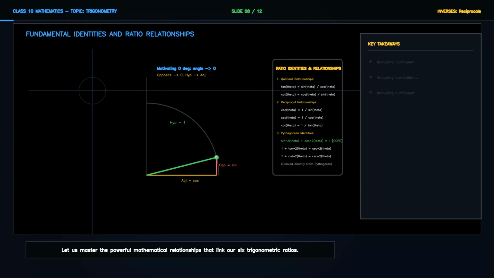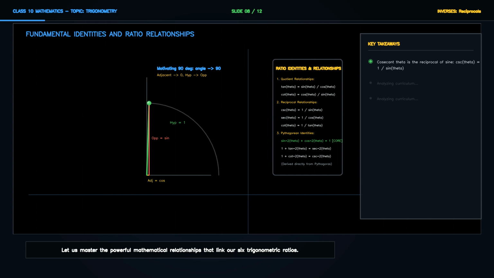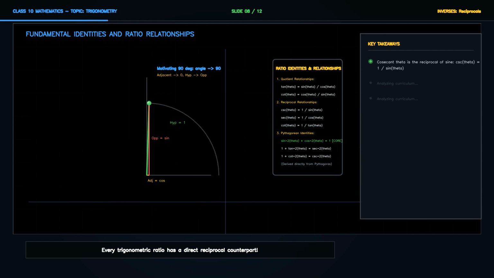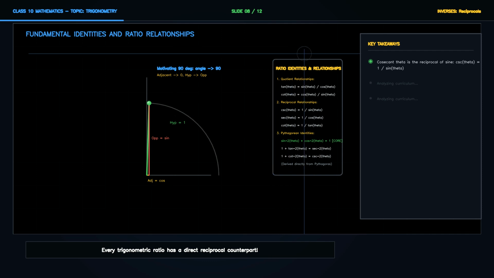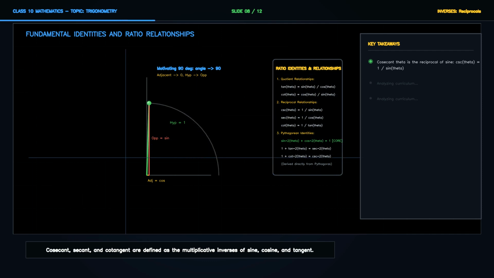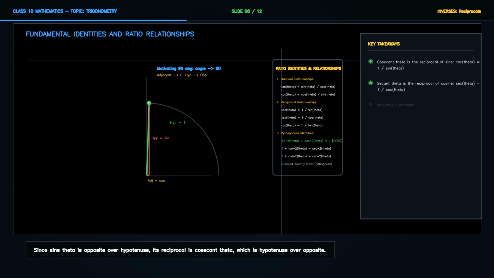Let us master the powerful mathematical relationships that link our 6 trigonometric ratios. Every trigonometric ratio has a direct reciprocal counterpart. Cosecant, secant, and cotangent are defined as the multiplicative inverses of sine, cosine, and tangent. Since sine theta is opposite over hypotenuse, its reciprocal is cosecant theta, which is hypotenuse over opposite. This gives us the fundamental identity: cosecant theta equals 1 over sine theta.